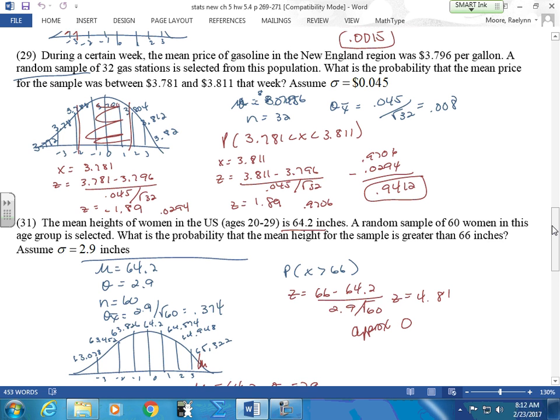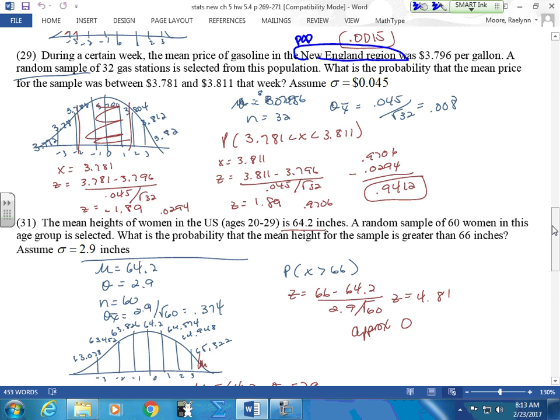All right. Number 29. During a certain week, the mean price of gasoline in the New England region was $3.796. Gasoline always goes out 3 decimal points for some odd reason. It's usually like 99. So if they tell you it's 2.999, it's really $3 that you pay. They just like to make it look like you're not paying $3 yet. So they always go out 3 decimal points. This is the population average for this whole region, just the population of the New England region.